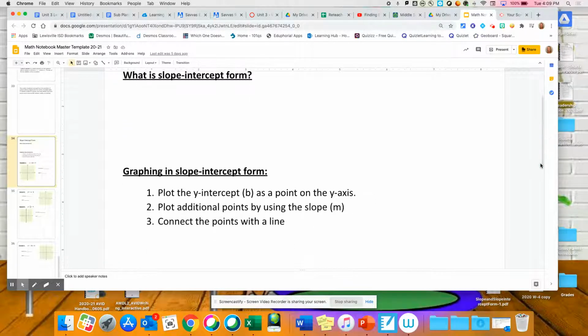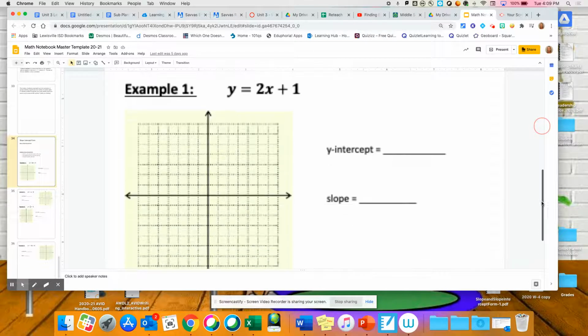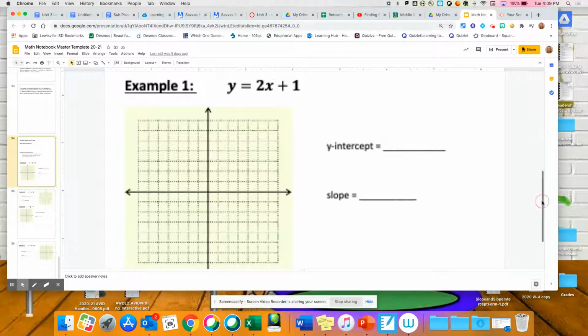So we're going to take this information and use it to help graph on a coordinate plane. The first thing you're going to do is identify your y-intercept and your slope. So for this one, our y-intercept is 1. Our slope is the number that's attached to the x, so it's 2. Well, it needs to look like a fraction. So in order to make it look like a fraction, 2 is equivalent to 2 over 1, because 2 divided by 1 is still 2. Looks different, same value.